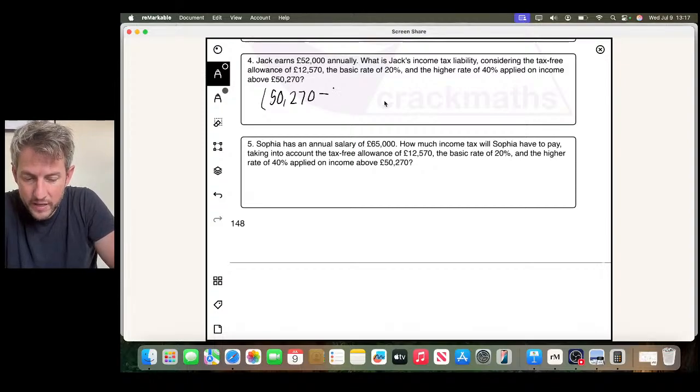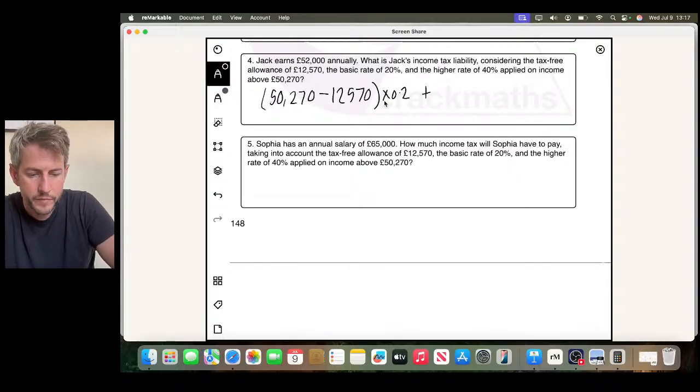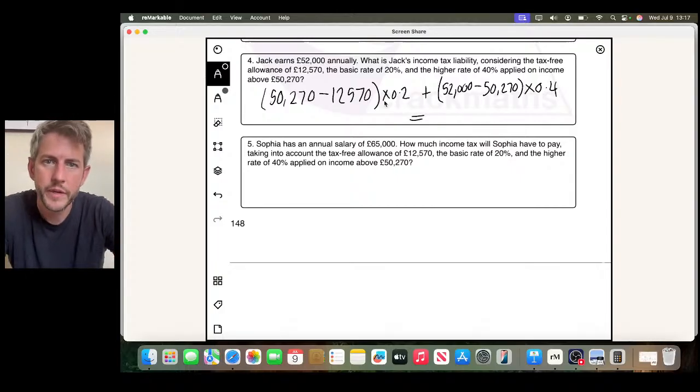So we'll do 50,270, take away the tax-free allowance, and times that by 0.2. Okay, so that's going to be what he pays for most of it. And then we'll need to work out what he pays at the higher rate, which is going to be how much he earns, take away the 50,270, and then times that by 0.4. Okay, and here we go.